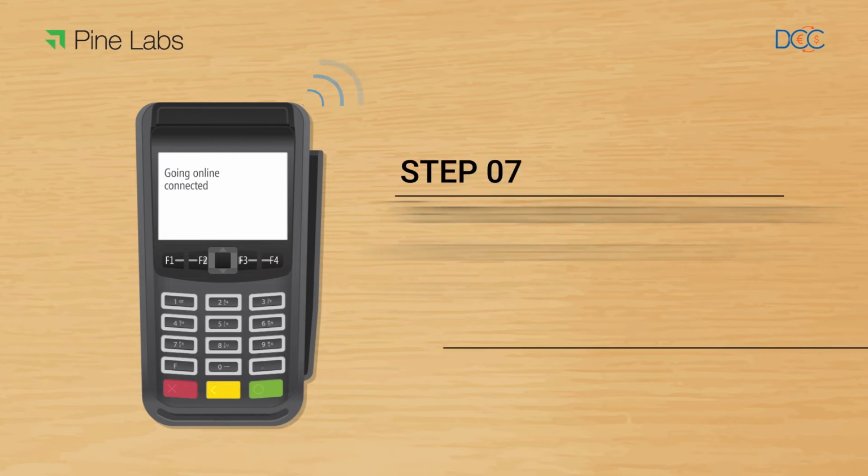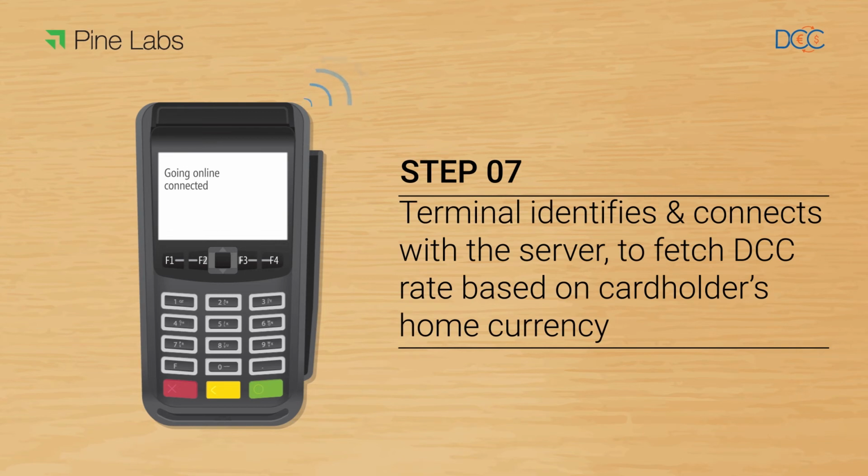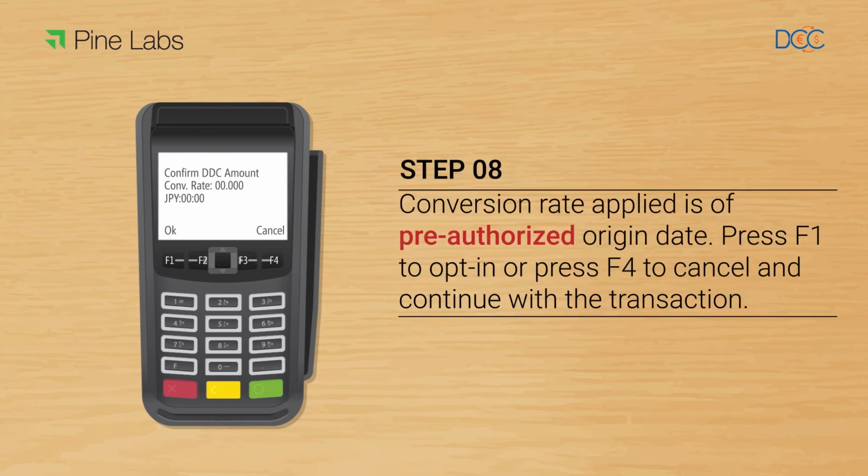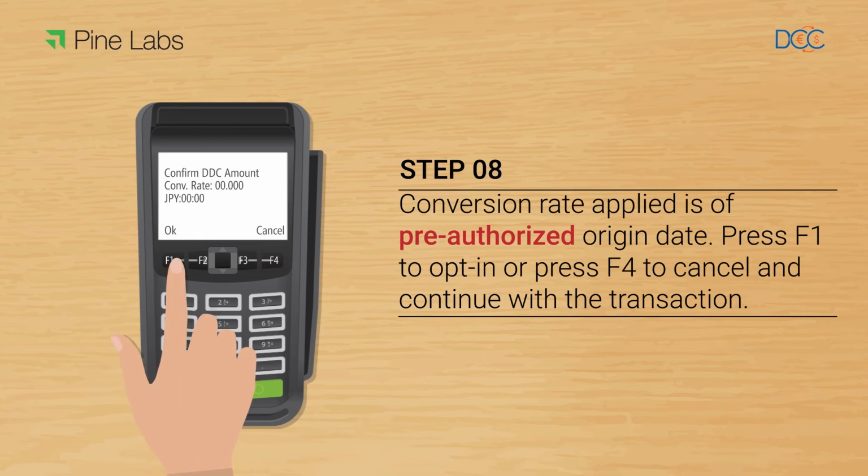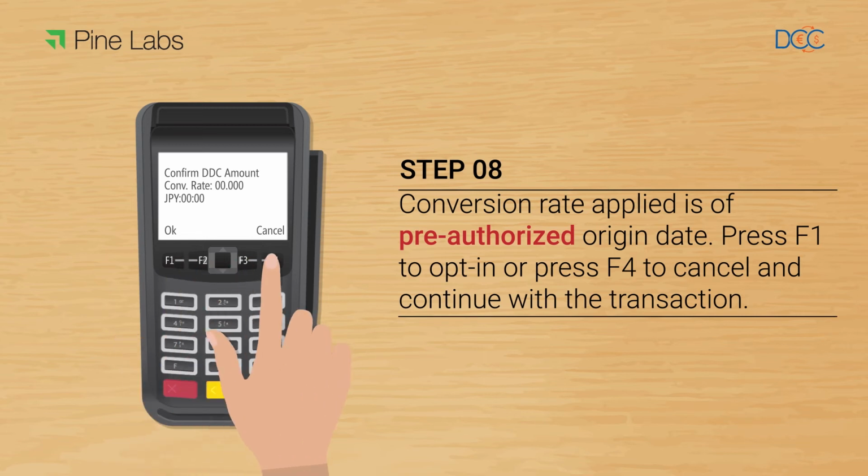Step 7. Terminal identifies and connects with the server to fetch DCC rate based on cardholder's home currency. Step 8. Conversion rate applied is of pre-authorized origin date. Press F1 to opt in or press F4 to cancel and continue with the transaction.